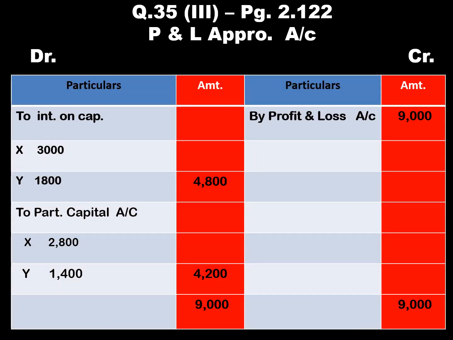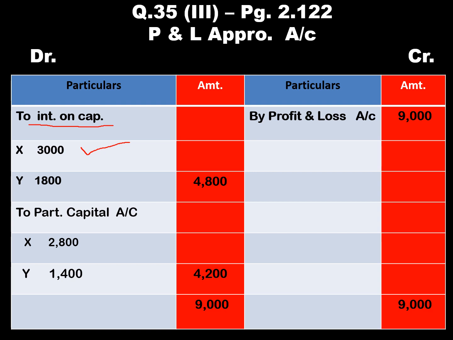In the third case, this time the profit is given as 9,000 rupees, and the partners are entitled to get interest on capital at 6% per annum. So X was having a capital of 50,000. 6% of 50,000 is 3,000. So we are providing interest on capital, and we will write on the debit side interest on capital.